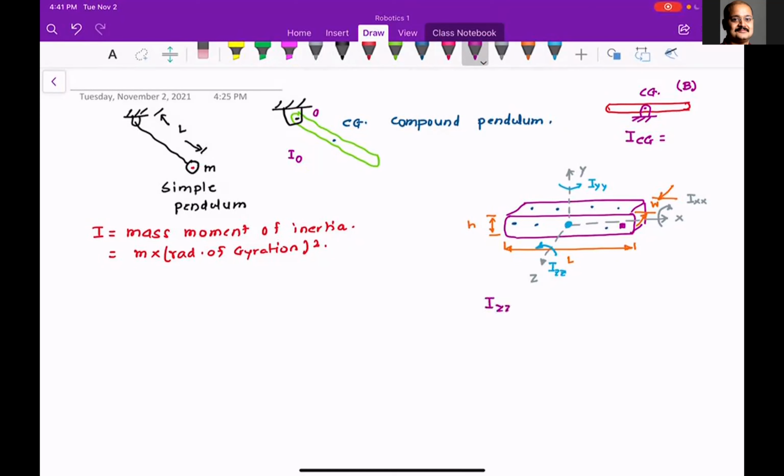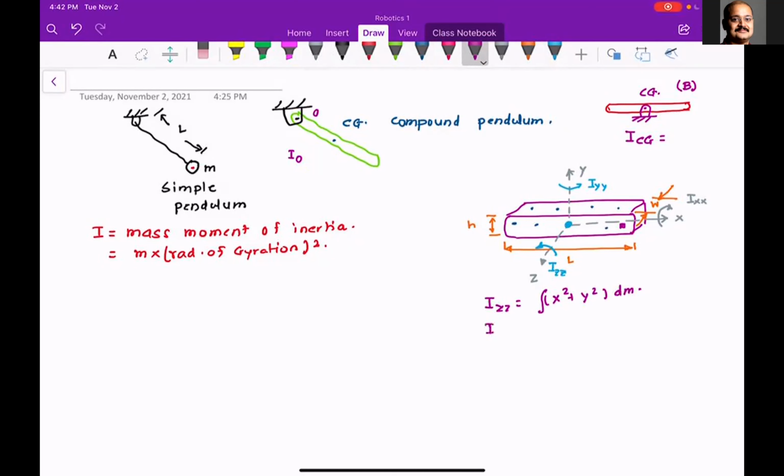If I want to find out, say, IZZ, what I would do is perform the integration of x square plus y square dm. This would be the mass moment of inertia about IZZ.